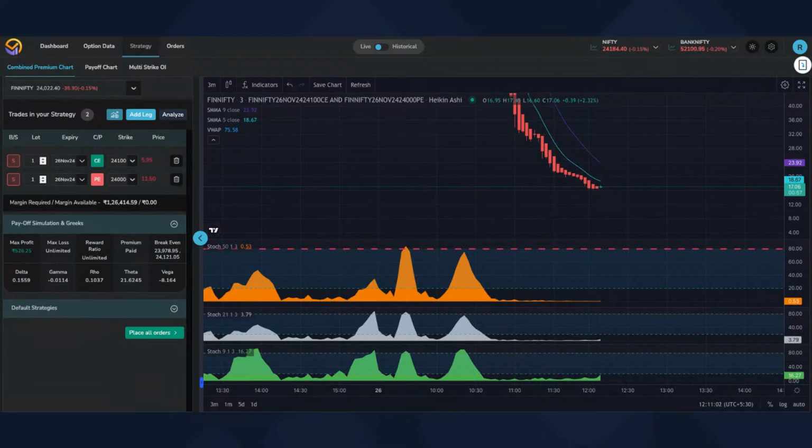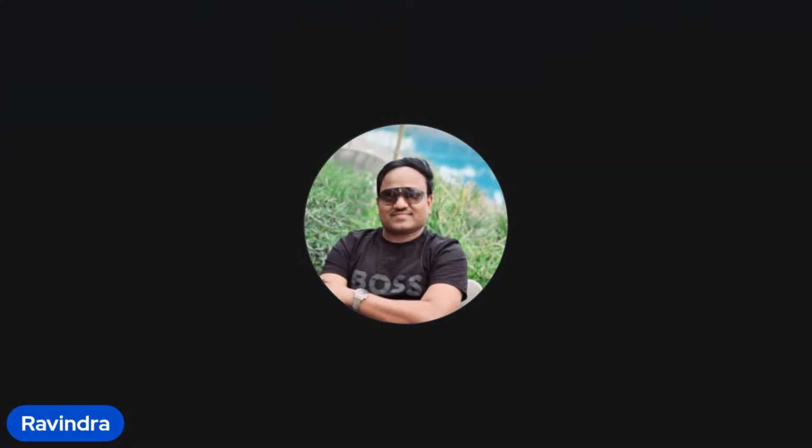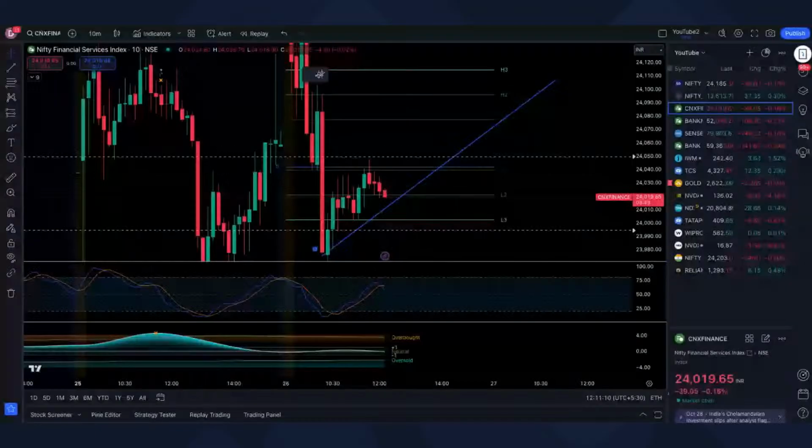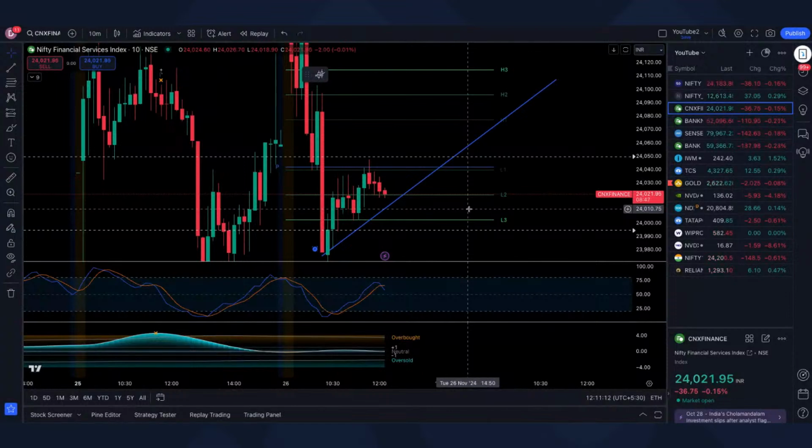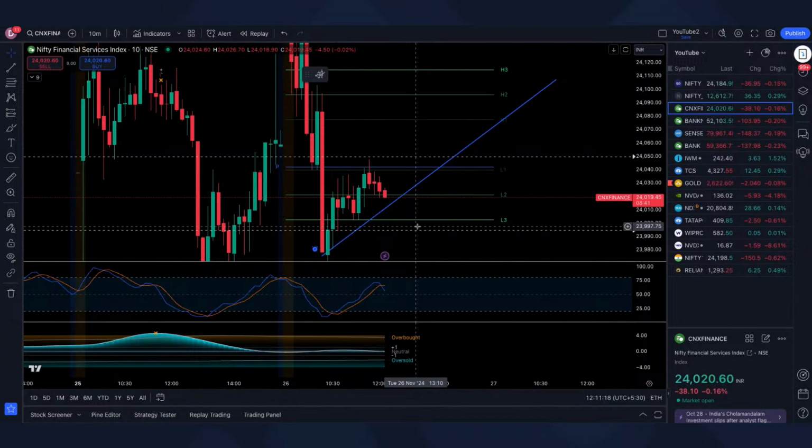Okay, I think I'm not sharing the screen. Okay, this is the channel that I have right now, and this is a trend line rather. We need to be very cautious on the 24,000. Let's see.